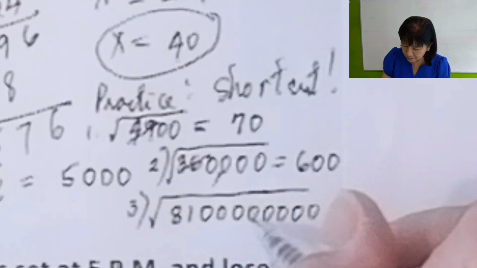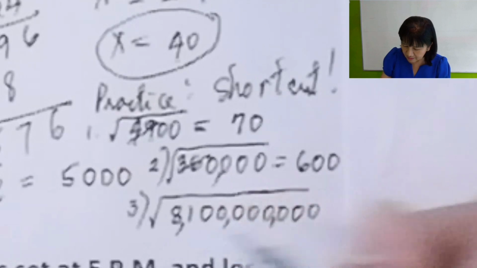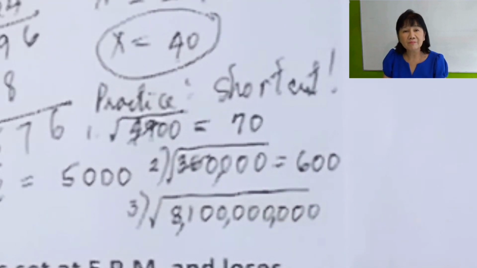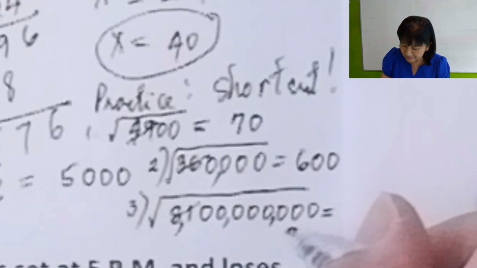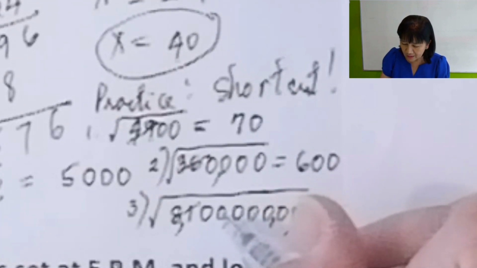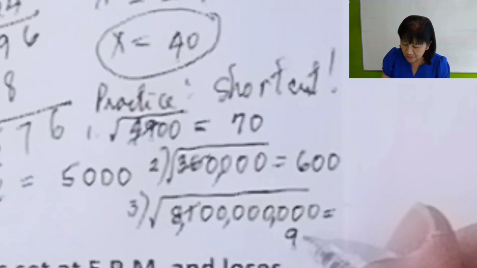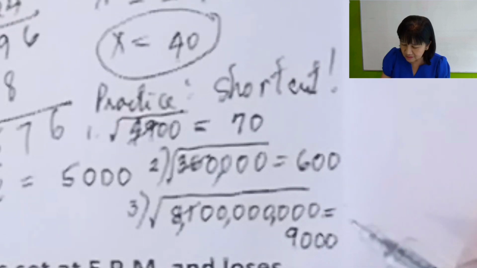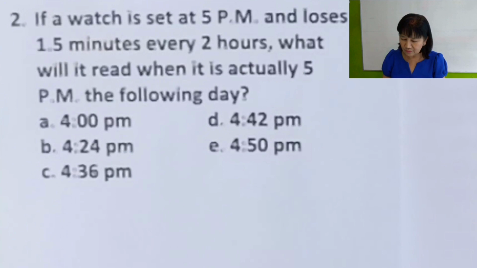1, 2, 3, 4, 5, 6, 7, 8. So we have here 8,100,000,000. Take the square root of 81, that is 9. Then 1, 2, 3, 4, 5, 6, 7, 8. 8 divided by 2 is 4. You should have 4 zeros. So the correct answer is 90,000. I hope you got the shortcut. Let's move on to problem number 2.